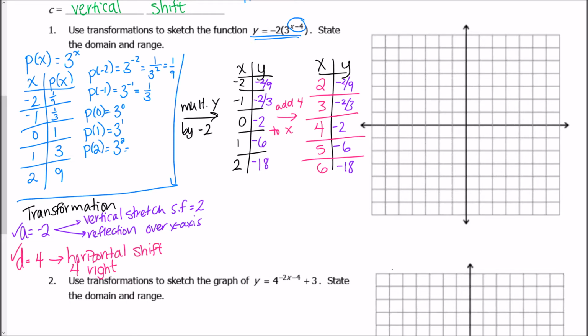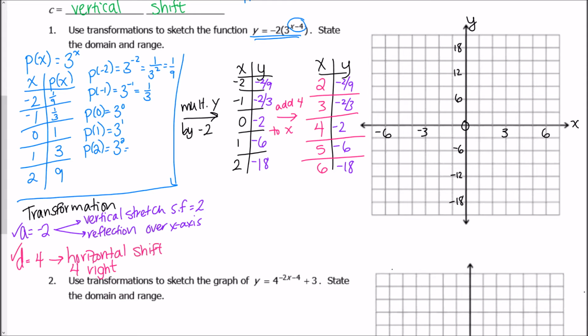Now I need to decide how I want to space out my graph. I think going by ones for my x-axis is probably the most appropriate way to graph it. But for my y values, I want to go down to -18. So I think if I go by 3s for each block, that would be an appropriate scale. So this would be -3, -6, -9, -12, -15, -18, and then I can go the opposite way up here with my positive values.